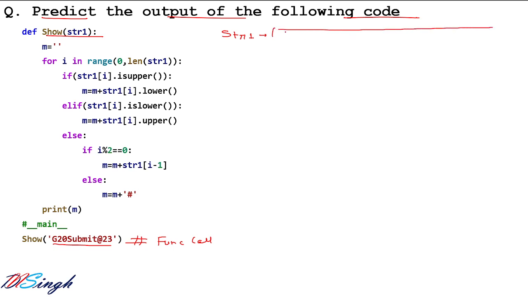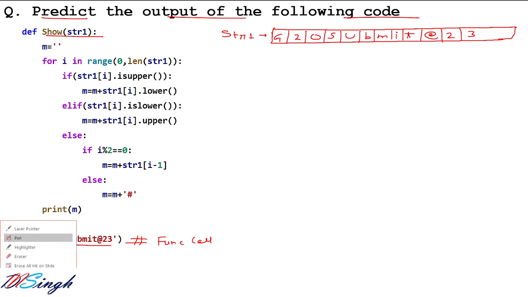So let us draw that string, and what we are doing, we are trying to dry run the code so that easily we can get the output. G, first word, 2, 0, and S, U, B, and remember S is capital, U, B, M, I, T, submit, all are small, and then we have what? At the rate, and then we have 2, after that 3. So this is our string.